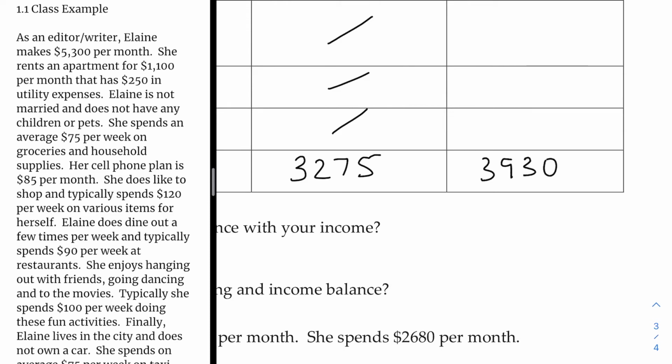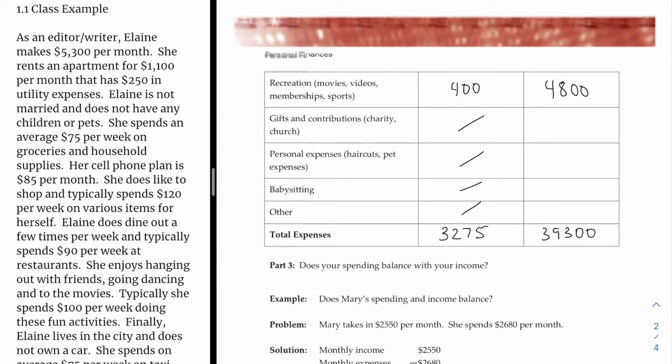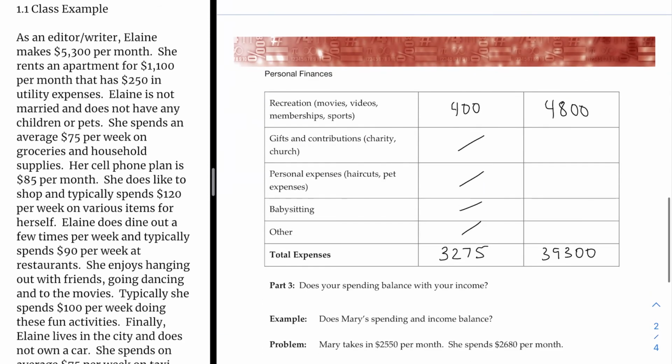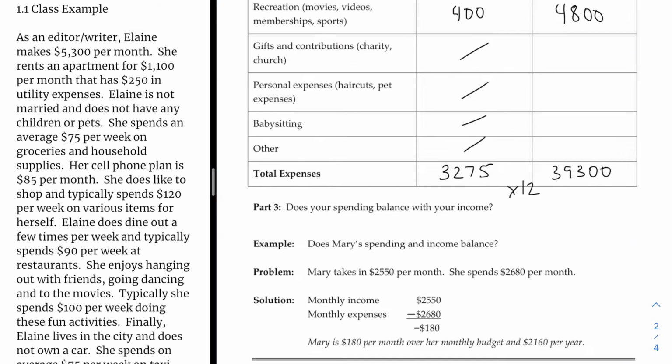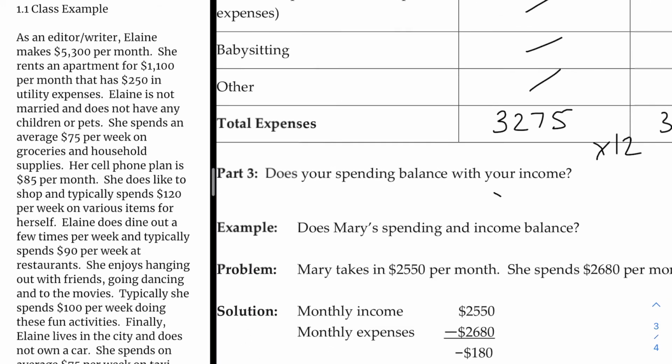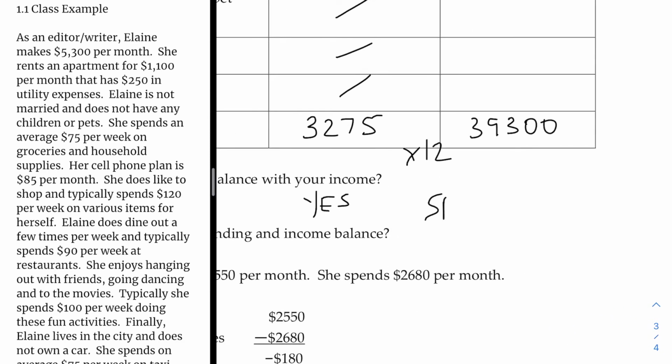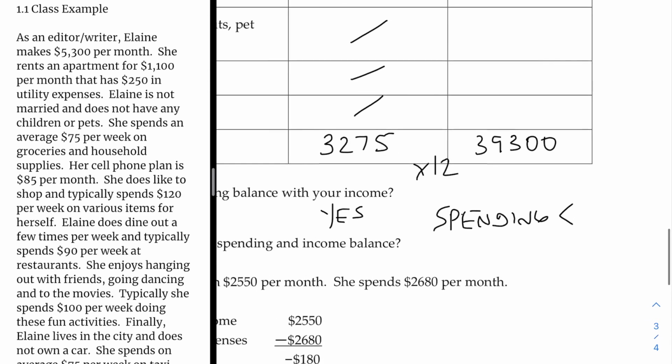One quick way to spot check yourself is, once you add up your yearly column, add them all together, we got $39,300, to take your monthly column and multiply that by 12 to make sure you get the same number. And if you do, then you're good. So does your spending balance with your income? In this case, yes. As our spending is less than our income, right? We want spending to be less than income. Then you're living a good life. It means you're able to save some money.